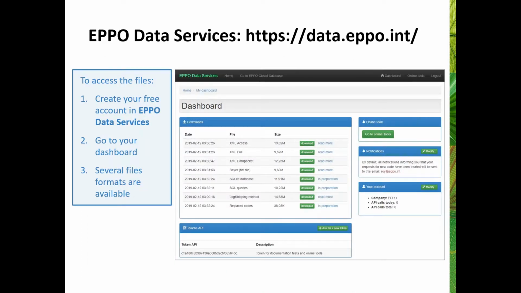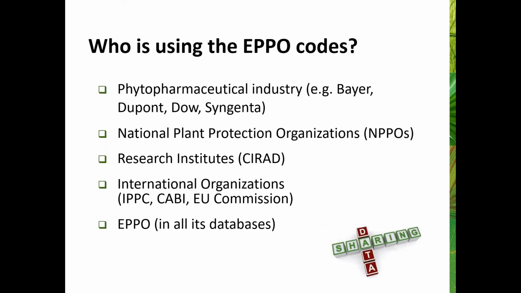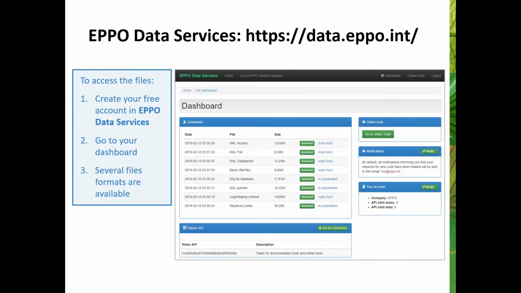So it is simple. You connect to EPPO data services, you create your free account in the EPPO data services, you accept the terms of the open license, you go to your dashboard, and there you can select the format of files you are interested in. So if you have questions about this, our IT manager, Damien Gressinger, is here with us in Paris.